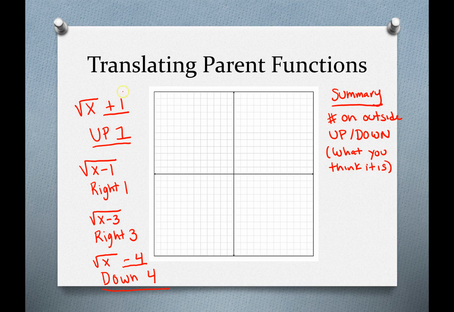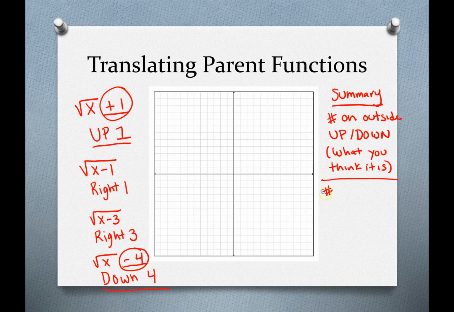So in other words, if you see a plus, you would think up, right? If you see a minus, you would think down. That's what I mean by it's exactly what you think it is. All right, so that's the first piece of my summary. The second piece of the summary is talking about left and right.